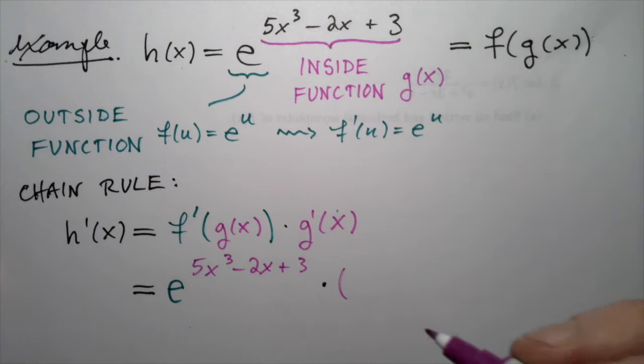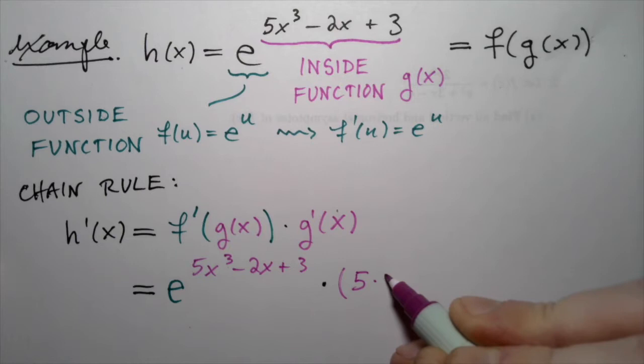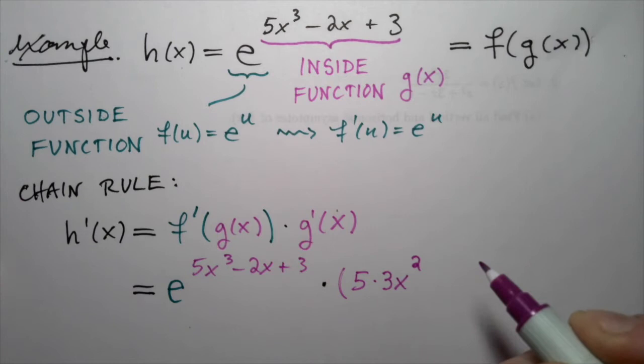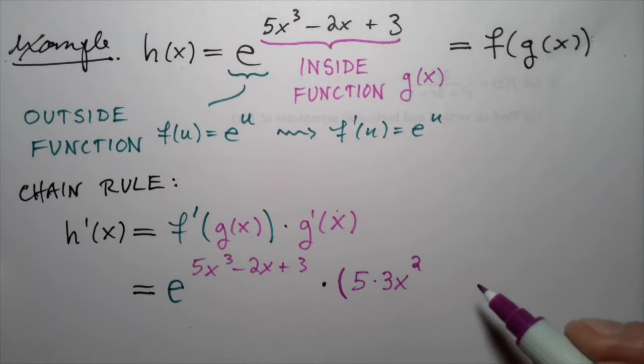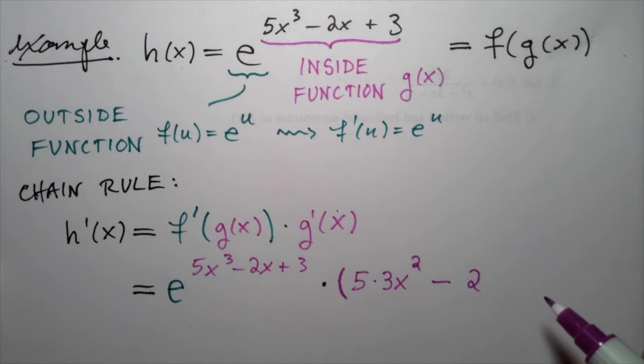We can just use the power rule. So I'm going to go ahead and immediately do that here down below. I bring down the 3 and then subtract 1 from the exponent. So 5 times 3x squared minus the derivative of 2x, that's just 2. The derivative of 3, that's 0. So the derivative of the inside function is just 5 times 3x squared minus 2.